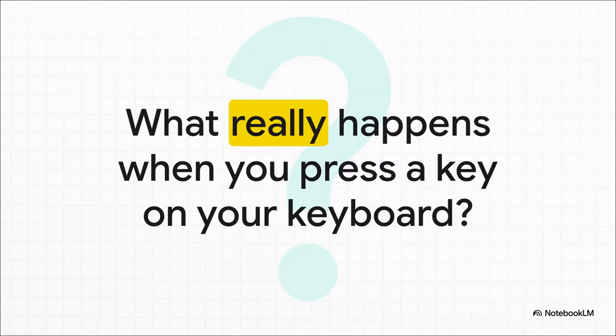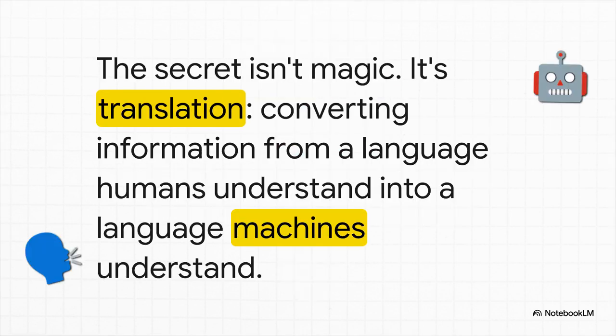So think about it. You tap a key, and a letter just pops up on the screen. Seems pretty straightforward, yeah? But what's the actual journey that character takes from your finger to the display? What language is it speaking to the machine to make all of that happen in a split second? Well, here's the secret. It's not magic at all.